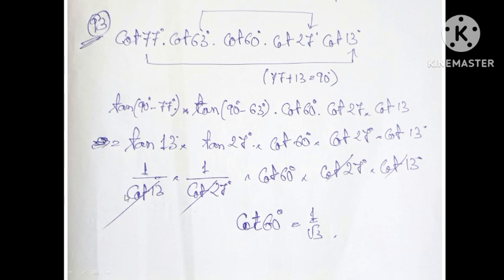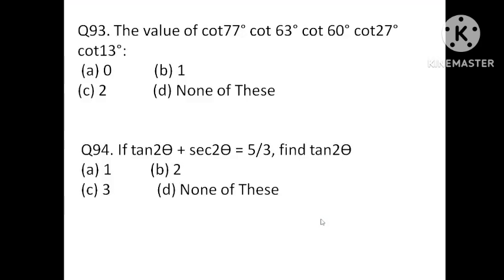Cot 13 and cot 13, numerator and denominator, you can cancel, no? Here also, denominator and numerator, cancel it. What will be left? Only cot 60. Cot 60 will be what? 1 by root 3. So what will be the answer? None of these, no? Because 1 by root 3 is not given there, so none of these.